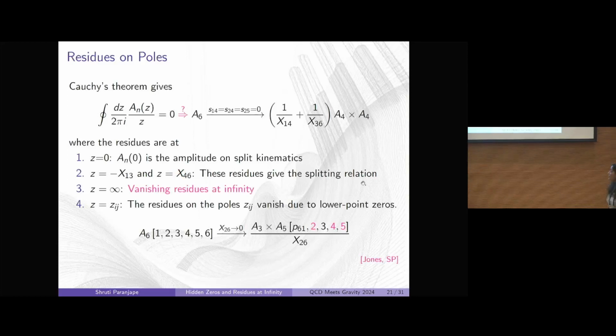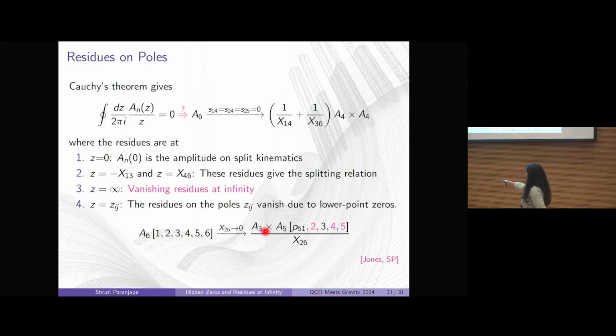The third ingredient is what I've been saying one needs to think about much more carefully, which is the fact that at z equals infinity, the residue actually vanishes. So there is no residue at infinity. This allows me to close my contour for Cauchy's theorem. And then these other Zij's, which come from these kinds of poles.